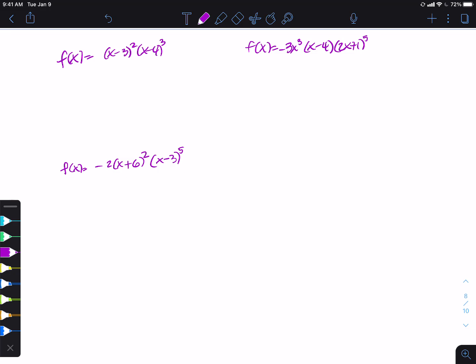We're going to look at what multiplicity means. Multiplicity has to deal with what's happening at the x-intercepts. Remember that we find our x-intercepts by setting y equal to 0 or f of x equal to 0. Those are the same thing.